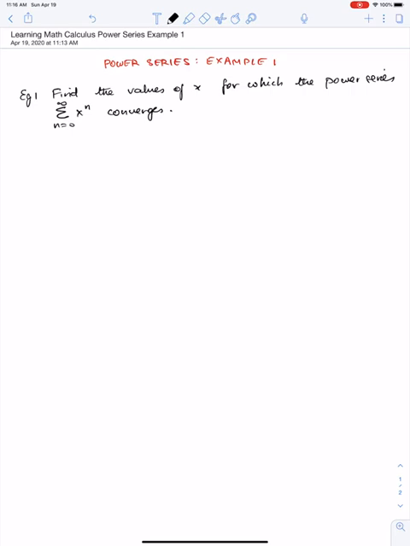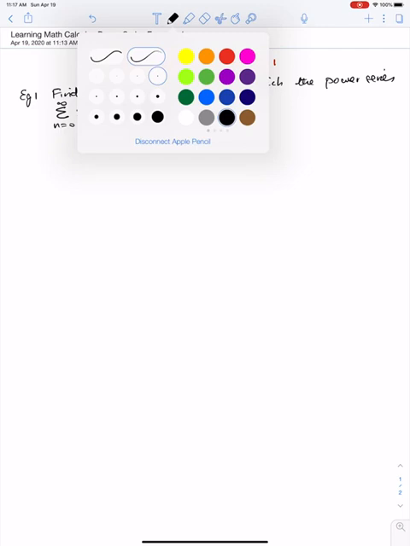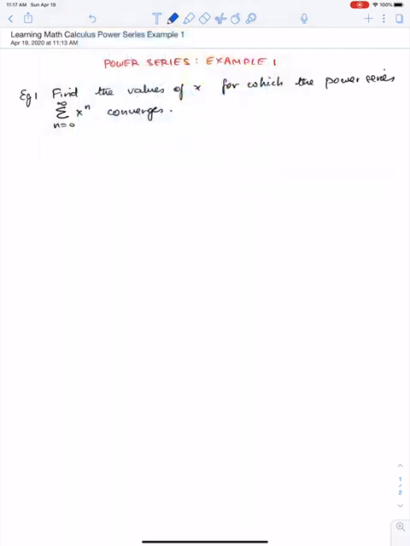So this was our first example, and now we want to determine where this power series converges. It would help to do a quick review of geometric series, because this is actually a geometric series. So let's do a review of geometric series. This was in a previous section, one of the first series that we looked at.